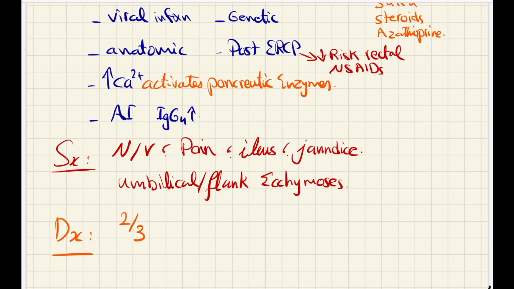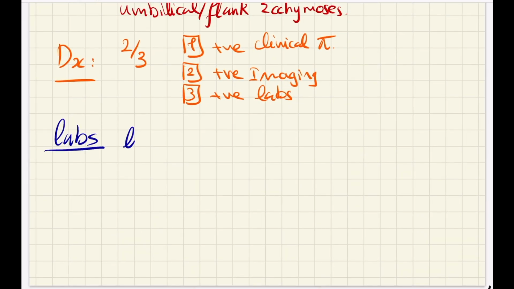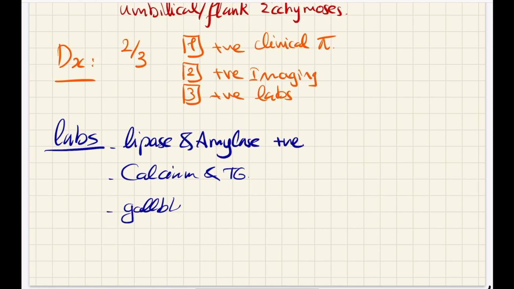For the diagnosis, we need 2 out of 3. Typical pain or clinical image, positive imaging, CT scan or MRI showing the pancreatitis, and positive labs, amylase and lipase, more than 3 times the upper normal value. So usually for the labs, we order lipase and amylase. Usually they are more than 3 times the upper normal limit.